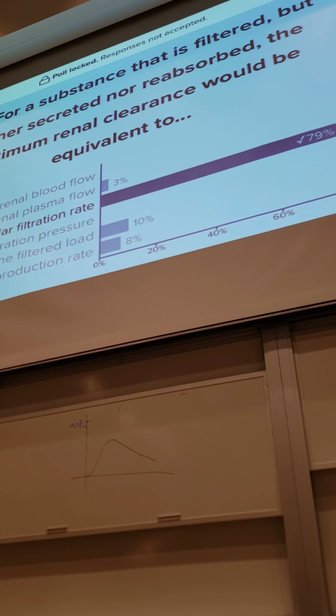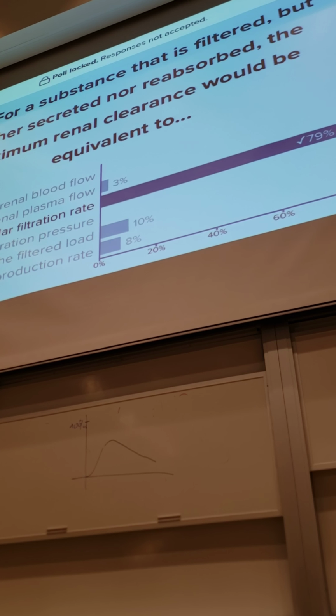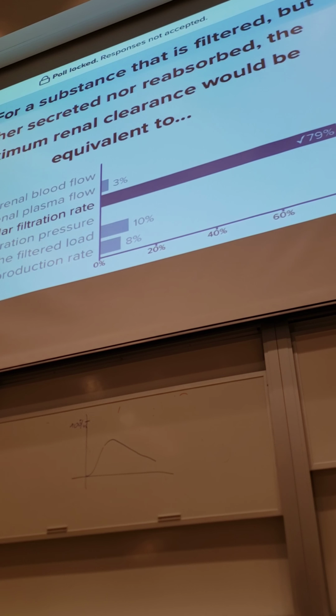What's the difference between GFR and the filtered load? So the filtered load is the milligrams of a substance that is filtered per unit of time. So if we're talking glucose, 100 milligrams per deciliter of glucose is filtered per unit of time. In the case of glucose, it's all reabsorbed, so none of it leaves the body, and we've cleared 0 milliliters of plasma of glucose.